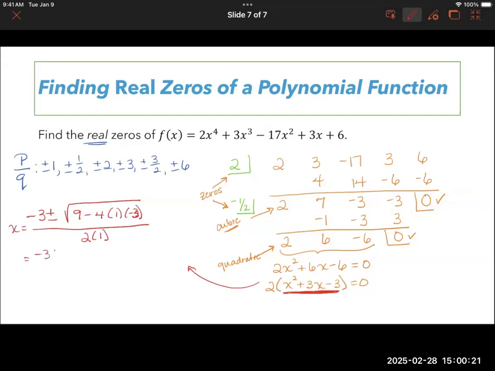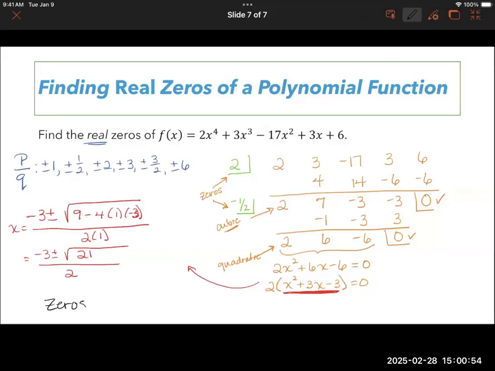So negative 3 plus or minus. So this is a 4 times 1 times 3, that's 12. The minus and the negative make it a plus. So 12 plus 9 is going to be a 21. 2 times 1 will be 2. And then there really isn't anything else that I can simplify. And so my final answer here for finding the real zeros.